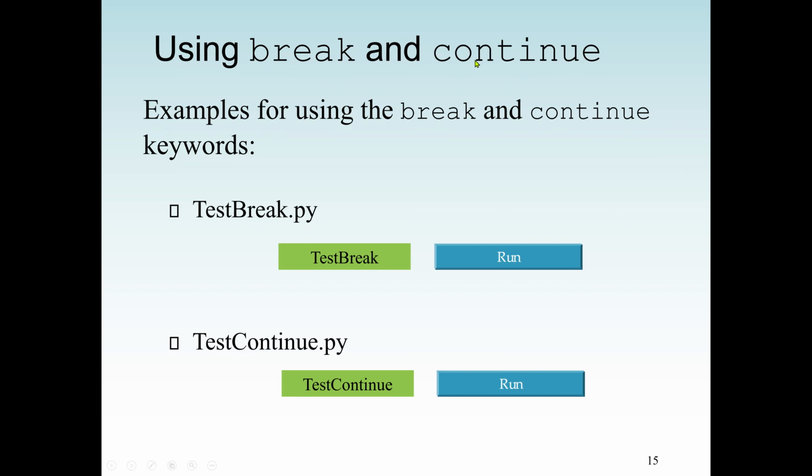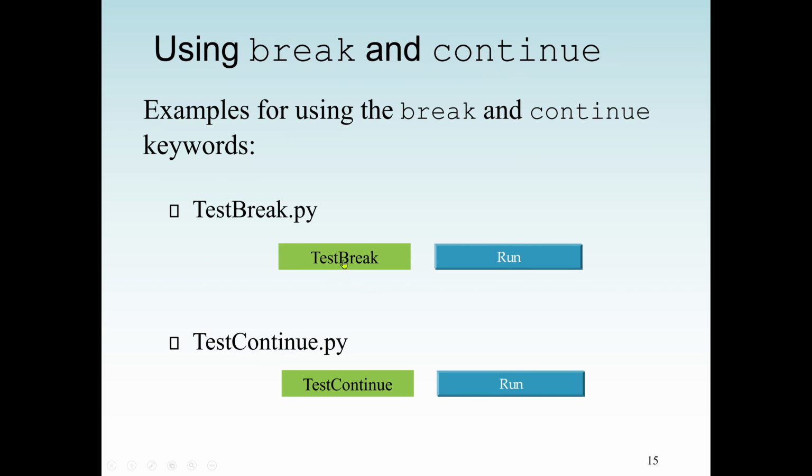Now, continue means, let's say I want to print values from 1 to 10, but I don't want to print 6. So I may have a condition that if the loop reaches 6, we should continue, which means I'm not going to print the 6, we skip it. So the difference between break and continue is that break will stop a loop. Continue will skip a task in a loop, and then we continue.